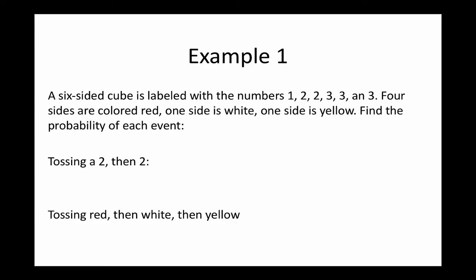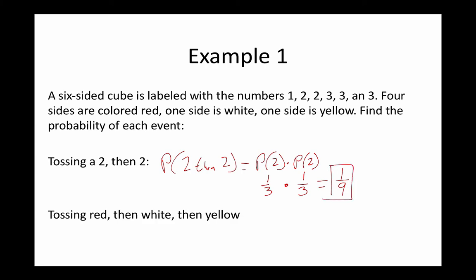We're asked to find the probability of each of these events. The first one is the probability of tossing a 2 and then another 2. The probability of a 2, then a 2 is equal to the probability of rolling a 2 times the probability of rolling a 2 again. The probability of rolling a 2 is 1/3, 2 out of the 6 options. Same thing for the next one, 2/6 or 1/3. When we multiply them together, we end up with 1/9. So you have a 1 in 9 chance that if you roll that die twice, you'll end up with two 2s.